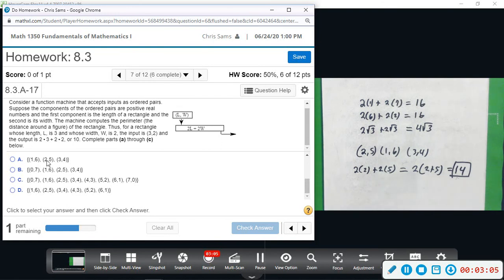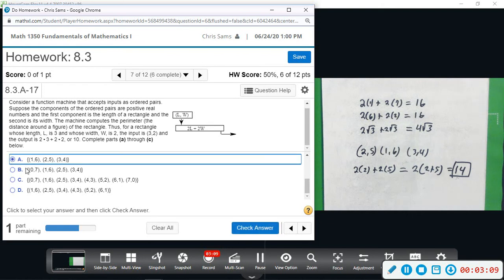So 1 and 6, 2 and 5, 3 and 4. Those will work. We don't want to use 0 and 7. It would not make a rectangle. You would just have a line, a length of 7, and you wouldn't have any width, so that would not give you a rectangle. We have to have some dimension. 7 times 0 will give you 0. We have no area, so no rectangle there. So you don't want 0 and 7.